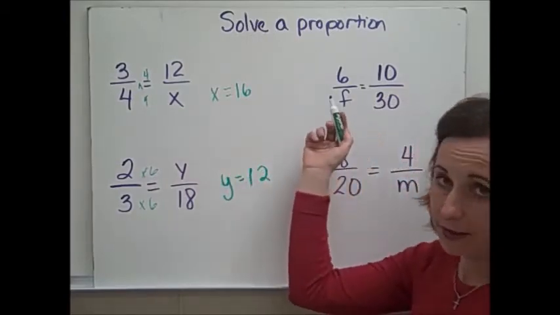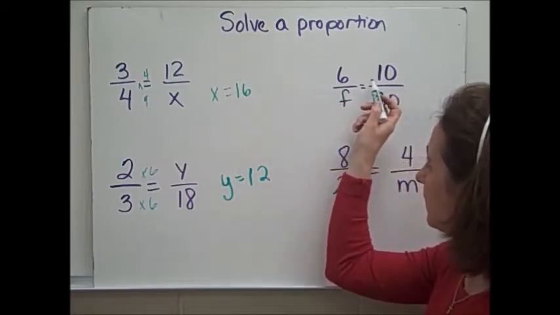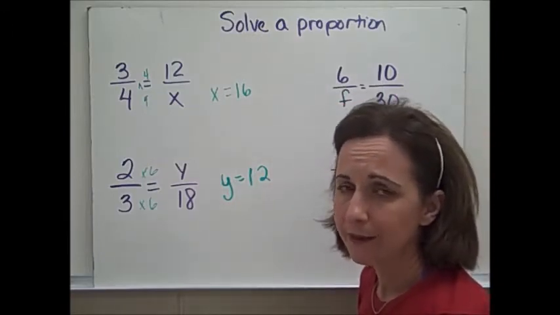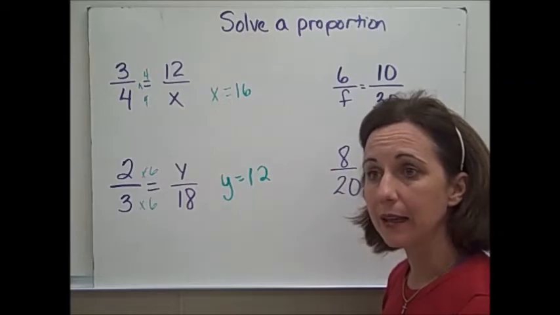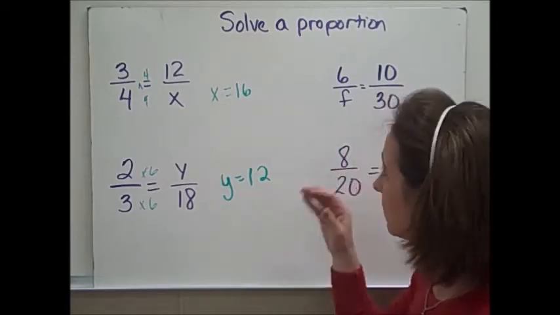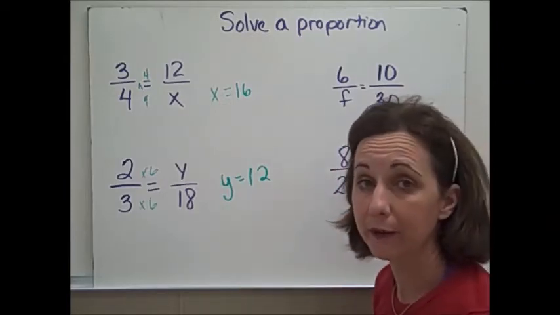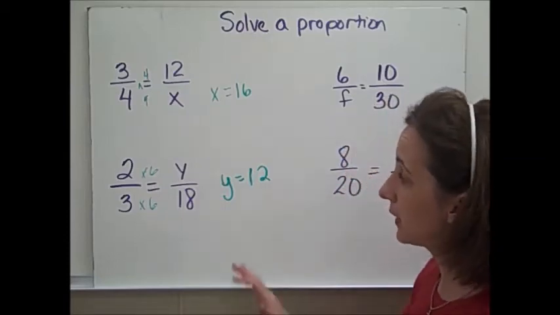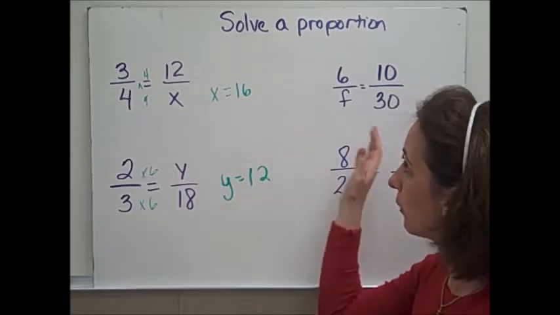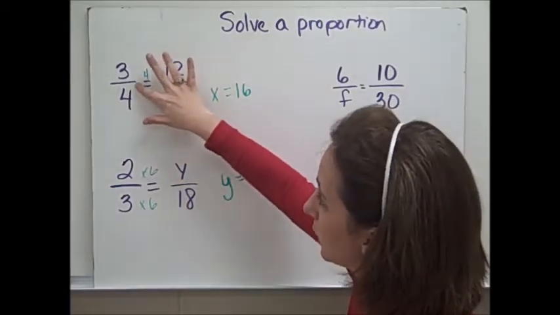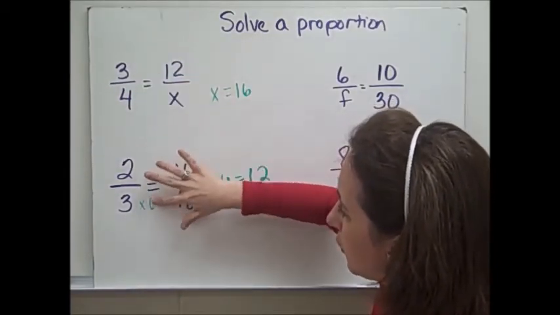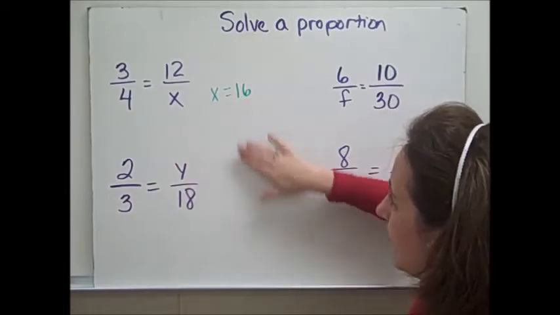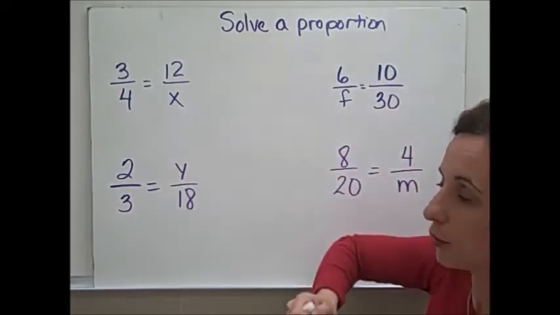Now this one, 6 times something equals 10. That's not an easy one to do. That's not a basic fact, and so we might have to go to cross products. In cross products, let's do on the two that we know, and then we'll come back to this one. A cross product means that you simply multiply just like we did to see if they were proportions.